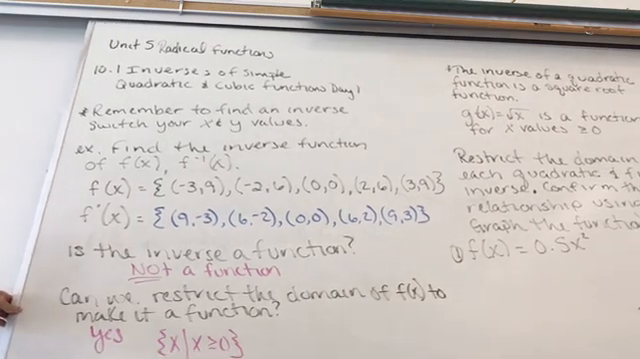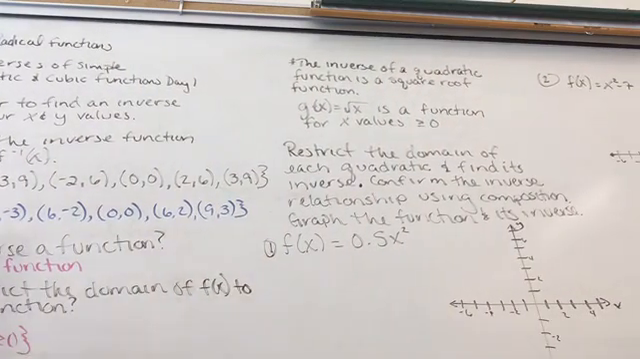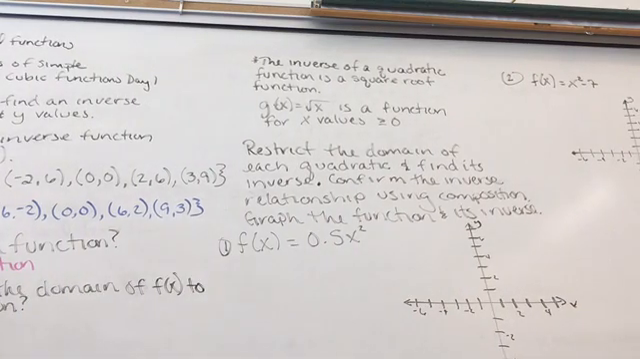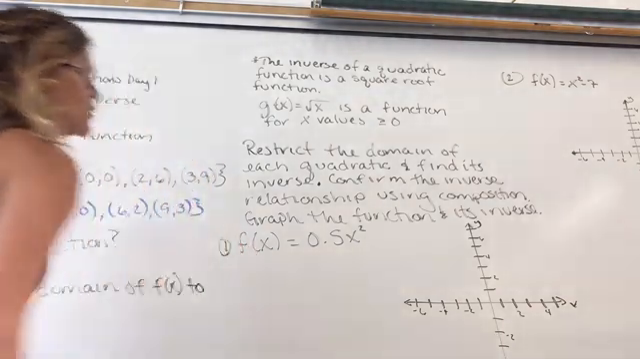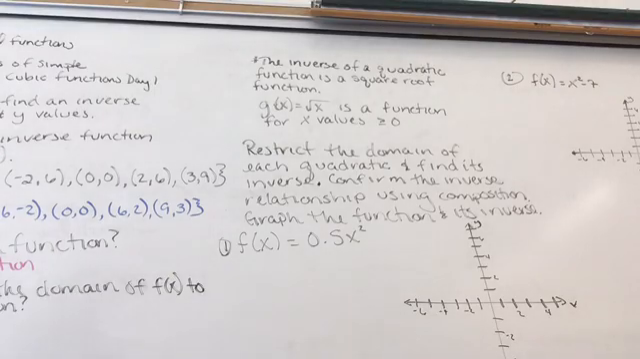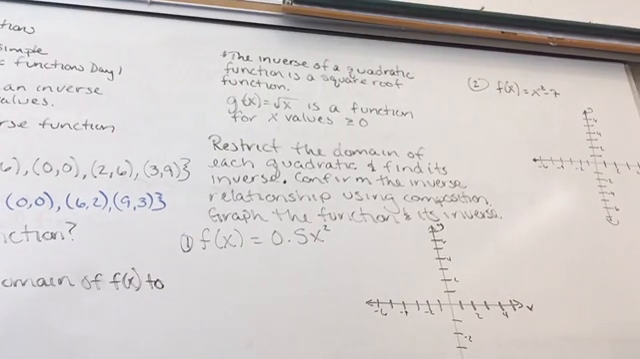All right, now let's talk about inverses of quadratic functions. The inverse of a quadratic function is a square root. Square root and quadratics are the inverse of each other. G of x equals the square root of x is a function for x values greater than or equal to 0. That's because we can't take the square root of a negative and end up with a real number. We end up with an imaginary.